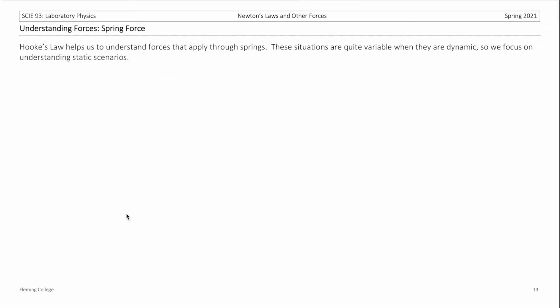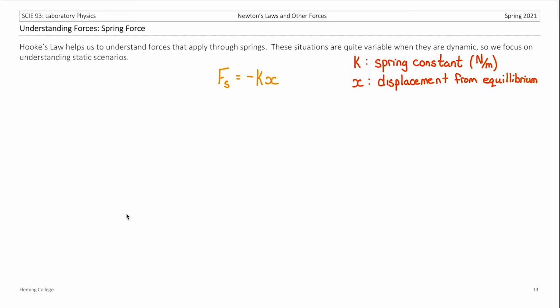There's one last type of force that we need to talk about. We're going to talk about the forces that apply to springs. Our understanding of spring forces is defined by Hooke's law, and Hooke's law can be represented with this equation. The force of a spring is equal to the negative of the spring constant multiplied by the displacement from equilibrium. Spring forces are thought of as restorative forces, which means they react to how far they've been stretched away from their equilibrium point.